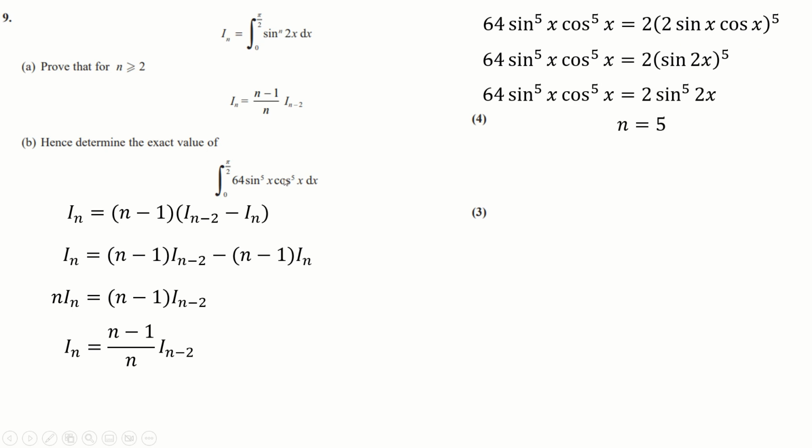And this, therefore, is just going to be 2 lots of I_5, or the fifth I, which we can use this formula for. It's (5 minus 1) over 5, and then I_3. And I_3, of course, is just this integral with a 3 put here.